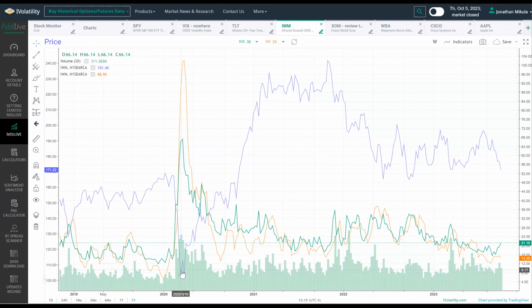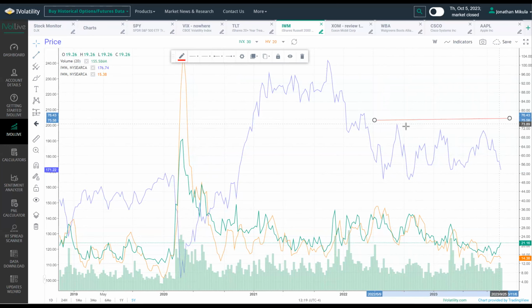So when the Russell 2000 crashed during the depths of COVID, March 2020, the volatility levels spiked, right? As you would expect with that inverse relationship. Now what you have is this slow bleed out, this sideways action here. What's great about this chart view is you're able to draw on it.